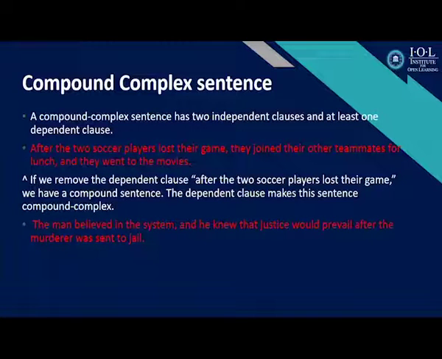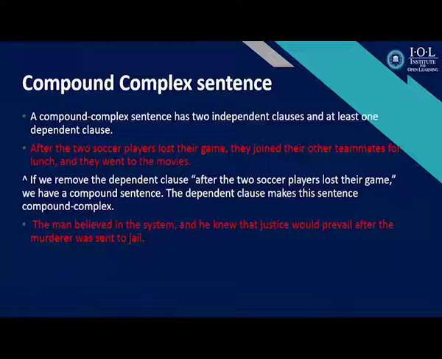Then we have a compound complex sentence. So we say a compound complex sentence has two independent clauses and at least one dependent clause. So, for instance, we have the sentence: After the two soccer players lost their game, they joined their other teammates for lunch and they went to the movie. So if we remove the dependent clause "after the soccer players lost their game", we have a compound sentence. And then we also have a dependent clause that makes the sentence compound complex. And then we have: The man believed in the system and he knew that justice would prevail after the murderer was sent to jail.